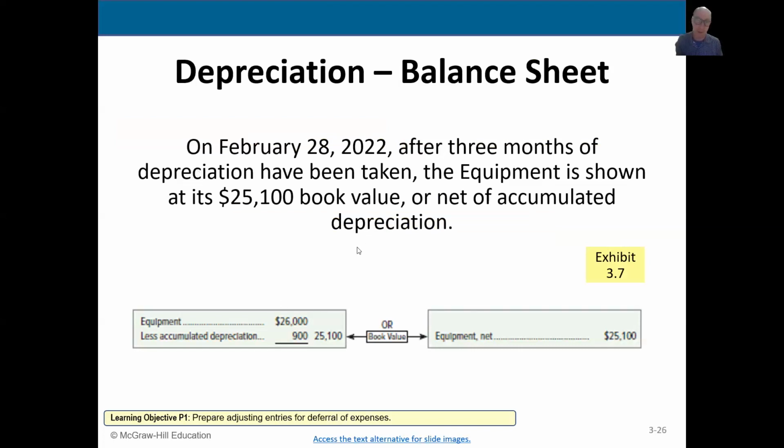Okay, and we see over time what happens. So here we are, end of February. So that was December, January, February. 3 months went by. That's $900 worth of accumulated depreciation. So the book value of the equipment is down to $25,100.